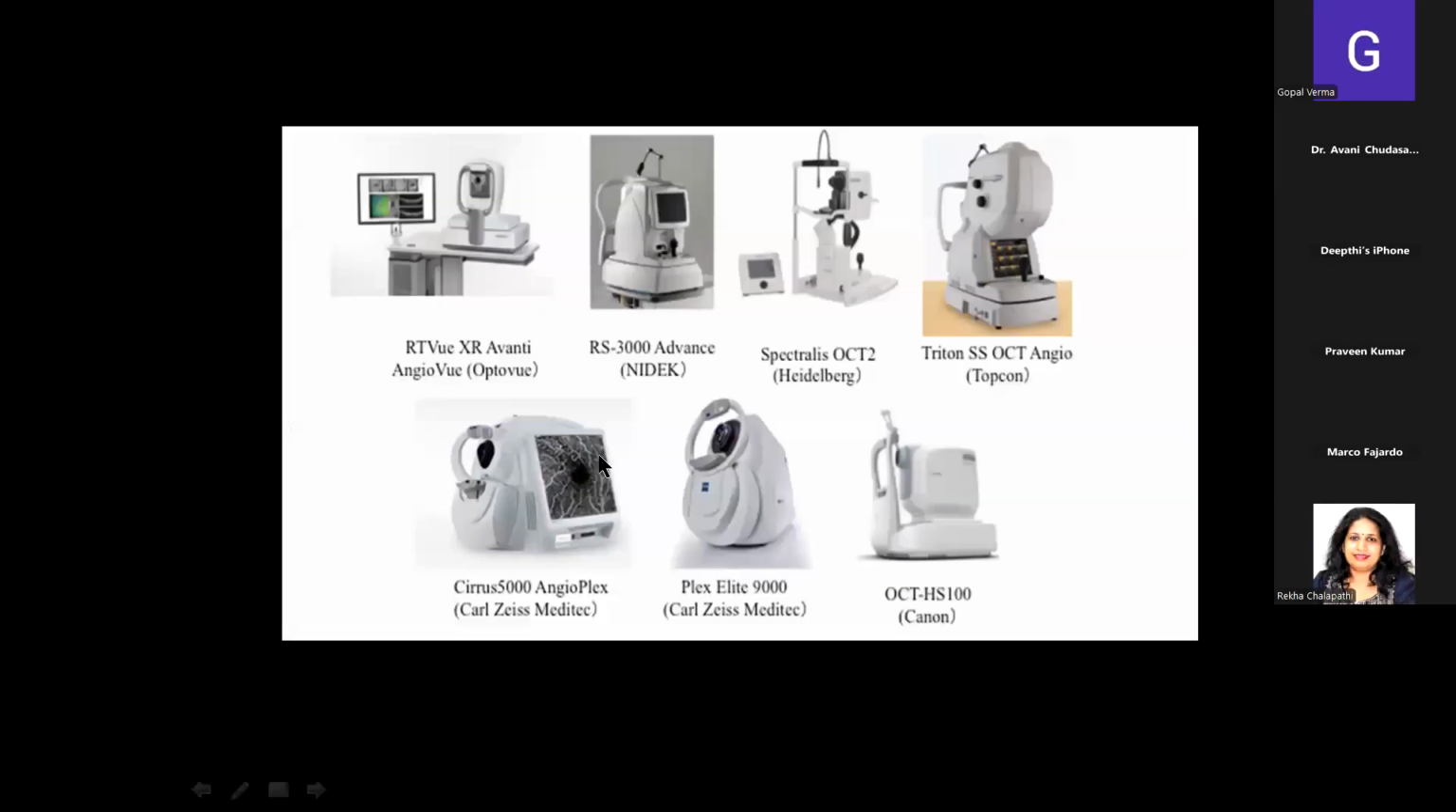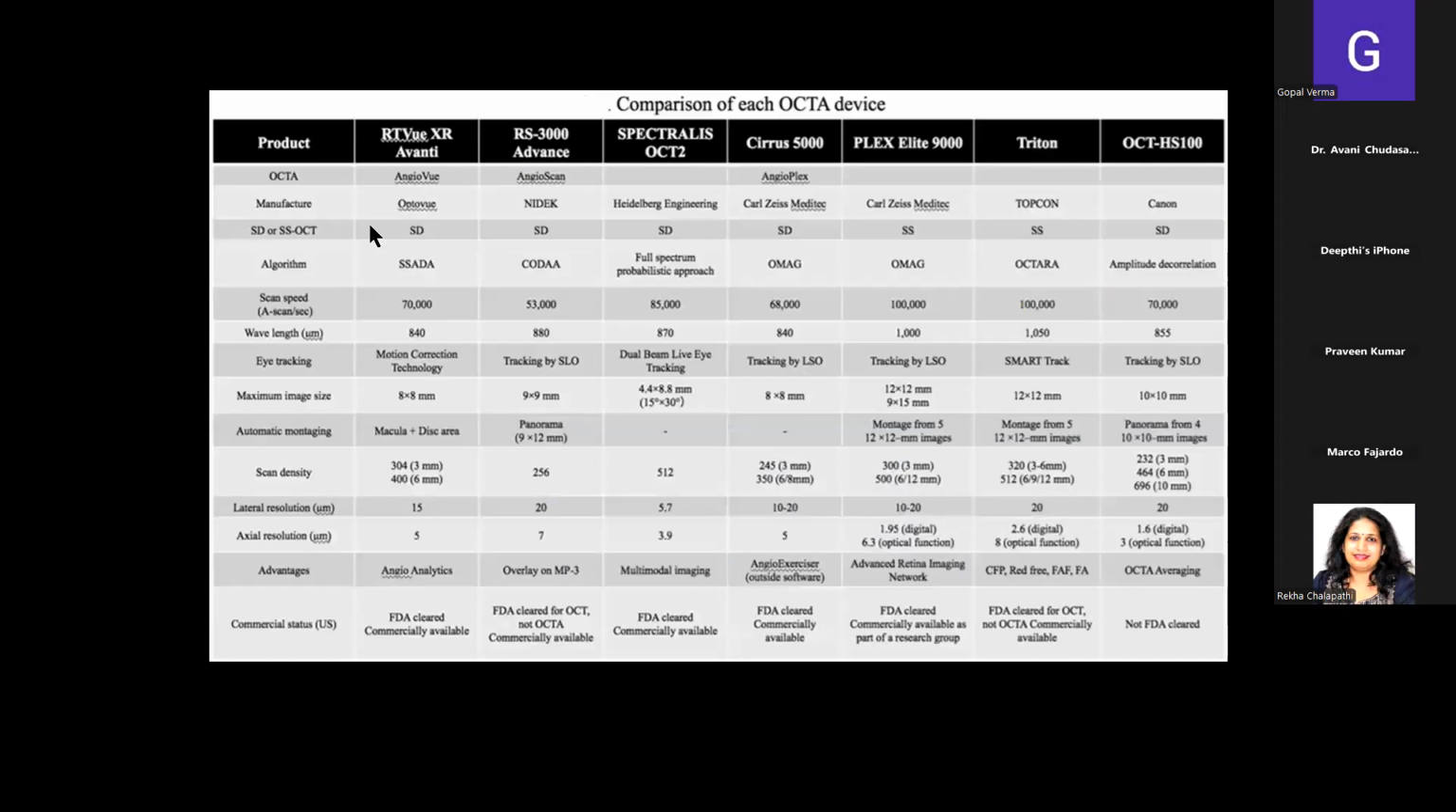There are so many machines in the market, but each one differs from one another with respect to the resolution, the magnification, the scan depth, and the algorithm which they use in each of these machines. So I will briefly show you what are the things which happen. When you look at the machine, you should look at whether it is a spectral domain machine or a swept source machine. Next, the various algorithms which have been used. The commonest being the split spectrum algorithm, which I told before. Other algorithms I will be telling you next.